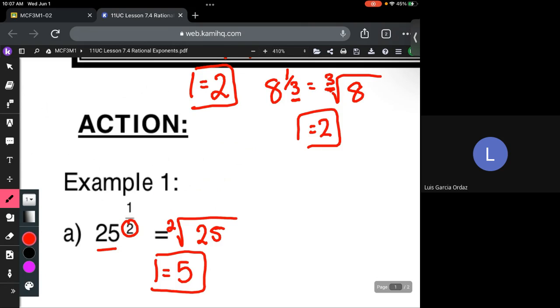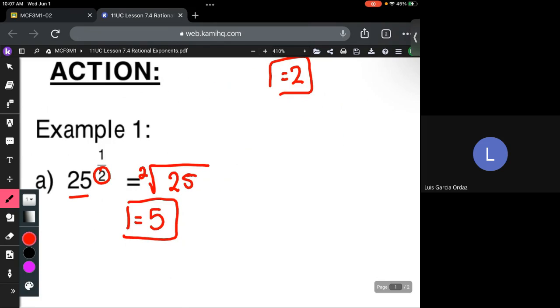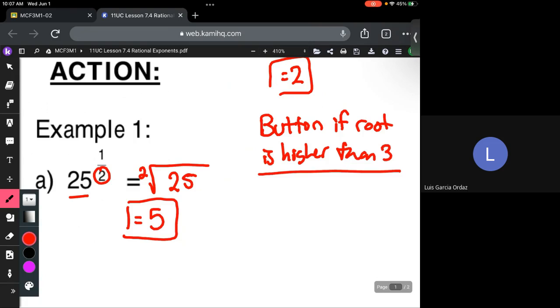So the button on the calculator looks like this, the one you use for anything higher than 3 as a root. There's a button that looks like this. It says x and then the root part. So that's the button if your root is higher than 3.